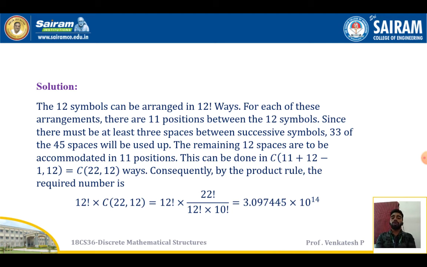So by using the product rule, I multiply the 12! arrangements by the combination. I'll get 12 factorial times C(22, 12), which is 12 factorial times 22 factorial by 12 factorial into 10 factorial. So I'll have 3.097445 times 10 to the power 14 ways we can arrange all these 12 symbols with the given spaces.